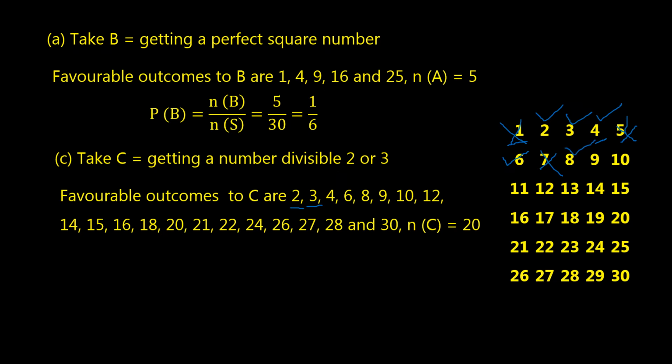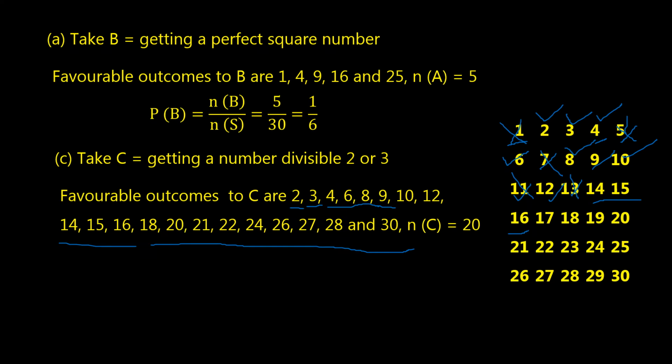8 is divisible by 2. That's why 8 is a favorable outcome. 9 is divisible by 3. 9 is a favorable outcome to C. Coming to 10, divisible by 2, favorable outcome to C. 11 is not favorable. 12 is favorable to C as it is divisible by 2 and 3 also. 13 is not divisible by 2 and of course not divisible by 3 also. So that is not in favorable outcomes to C. Similarly 14, 15, 16, all the three are favorable outcomes to C as they are divisible by either 2 or 3. Similarly, you can identify the remaining favorable outcomes also till 30.